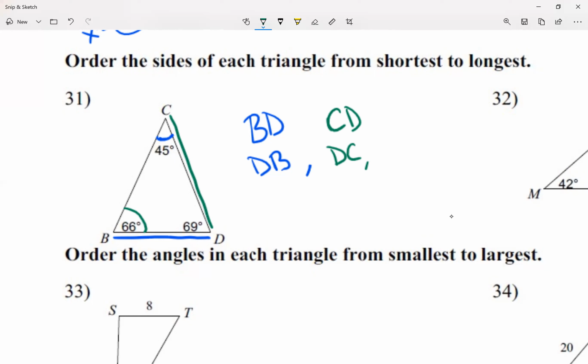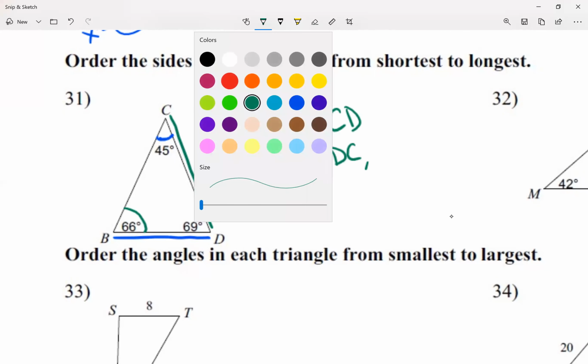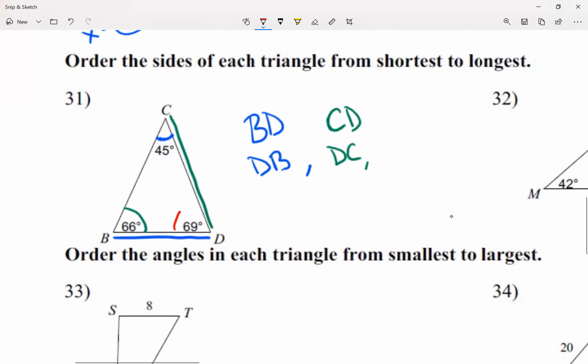CD or DC. Now the third side, the longest side, I look at the longest angle. This is opposite to this side. So I'm going to say the longest side, it's either BC or CB. However you guys want to call it. CB or BC. The order of the two letters doesn't matter.